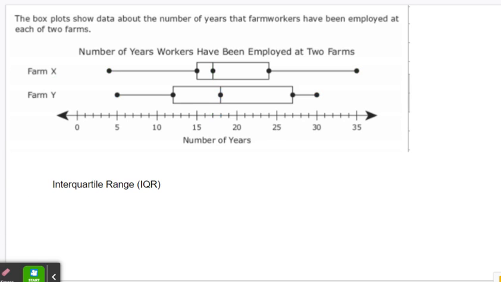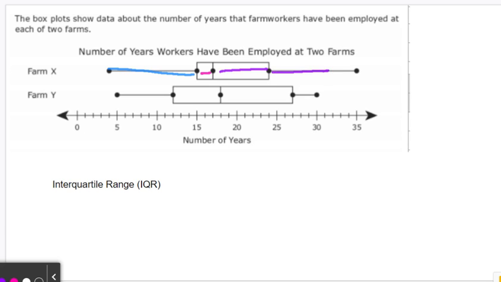Now that we've reviewed some of the terms that you should be very familiar with, we're going to talk about what's called the interquartile range. The quartiles are the quarters. So we have the first quarter from the first dot to the second dot. The second quarter is the next section. The third quarter is the third section. And then we have our fourth quarter, which is the last section.